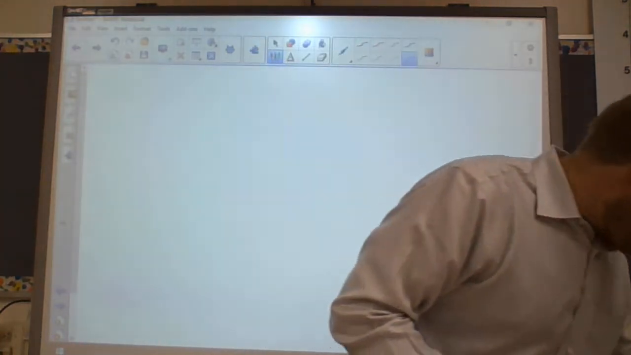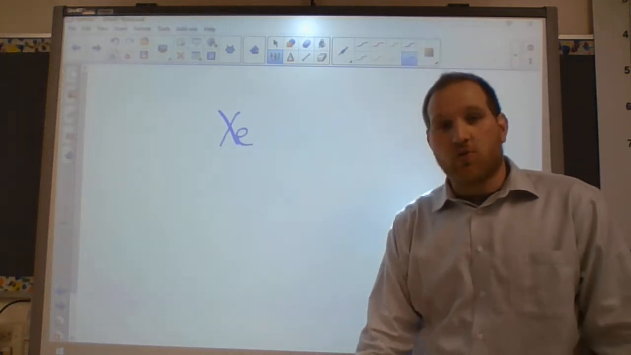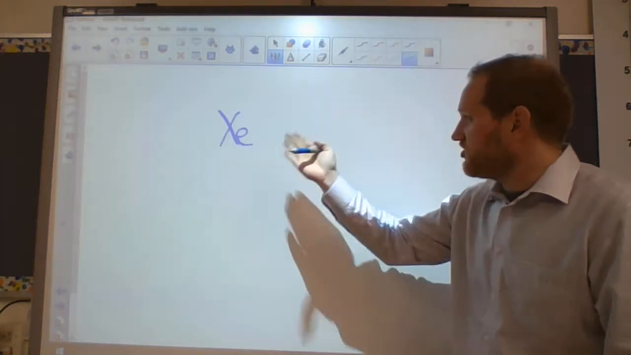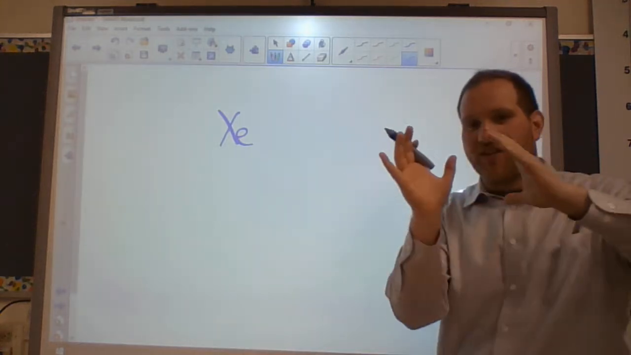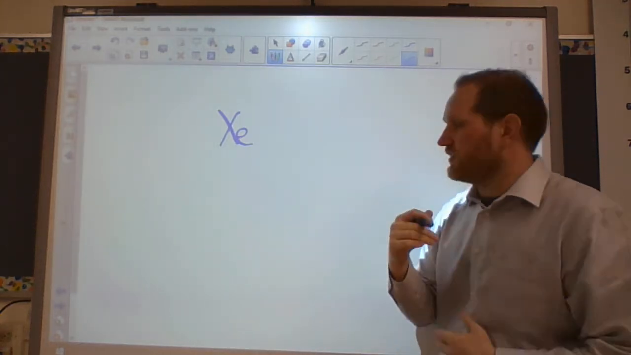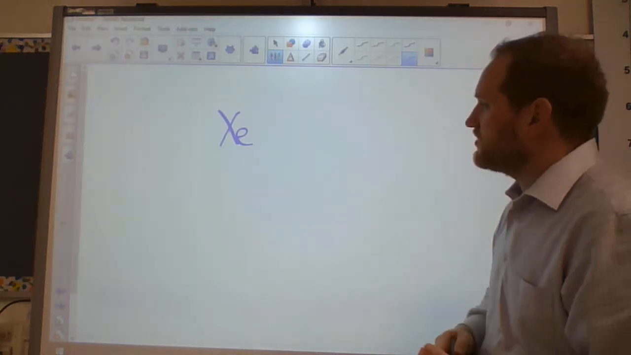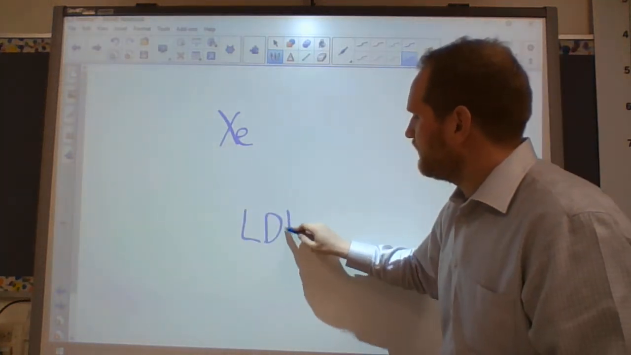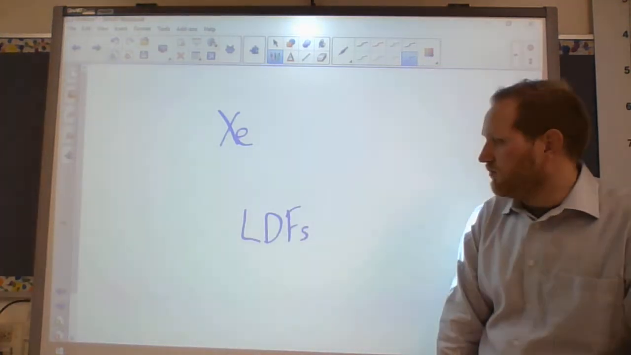All right, the next one is xenon, Xe. Xenon's a noble gas. Nothing bonds to it. It's just an atom. Atoms can never be polar. It could have slight differences, like those London dispersion forces create slight temporary dipoles, but this can't be polar, so it can only possibly have LDFs. That's it. And that's why noble gases have very low boiling points.